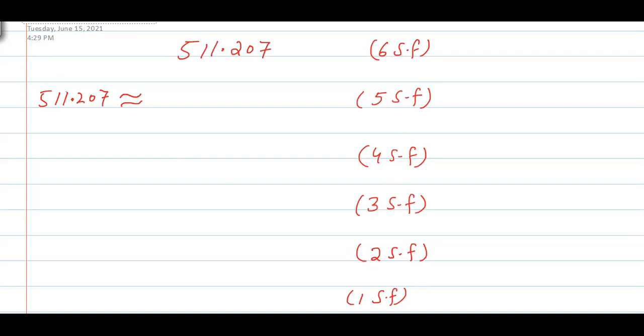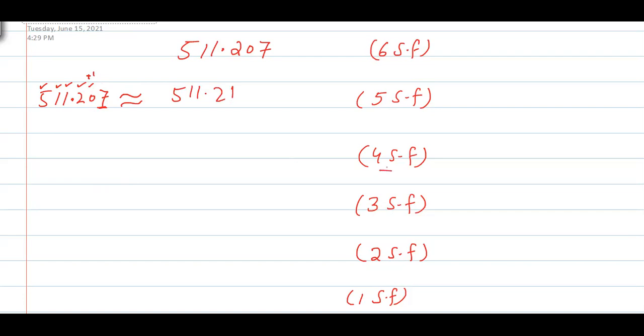Now this one is the first significant, second significant, third significant, fourth significant. As this zero is also trapped, it is significant. So this is the fifth significant. We don't need this one, so we have to leave it. The digit before leaving is 7, so we will add 1 to this one. So it will become 511.21.